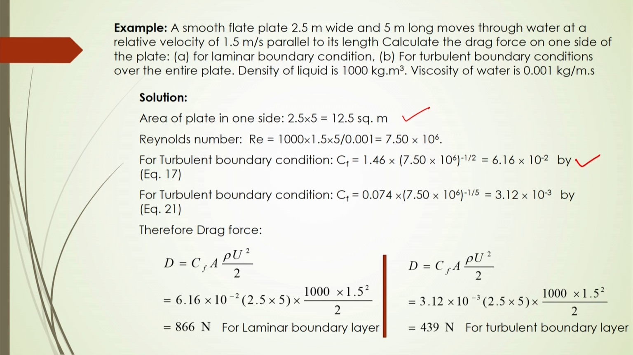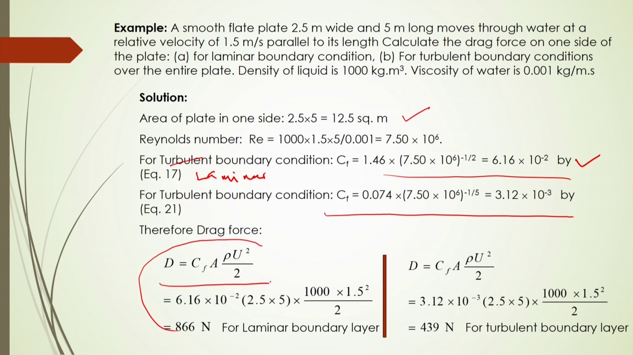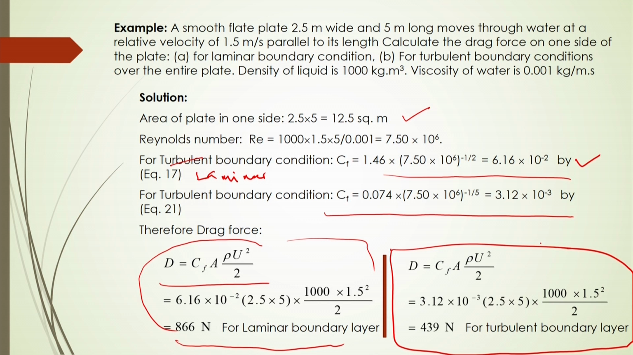This is the laminar boundary condition, and CF will be equal to this. Similarly, for turbulent boundary conditions, CF will be equal to this. Then the drag force will be as per this definition. For the laminar boundary condition and for the turbulent boundary condition, the values are given. For laminar it is 866 Newton, whereas for turbulent it is 439 Newton. So, for the turbulent boundary layer, you will have less drag force compared to the laminar boundary layer.